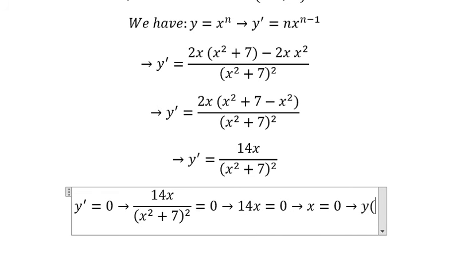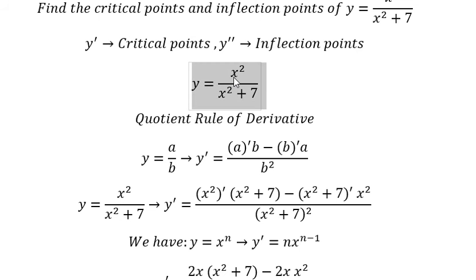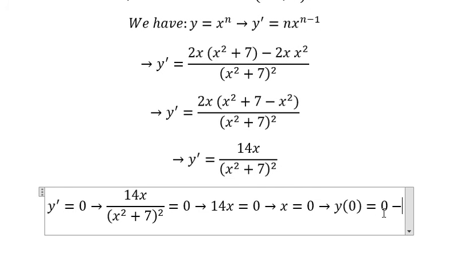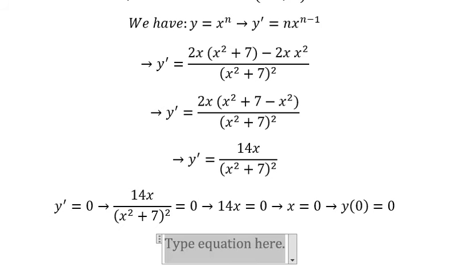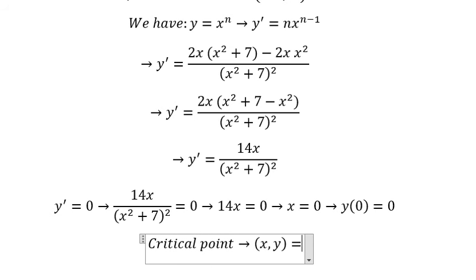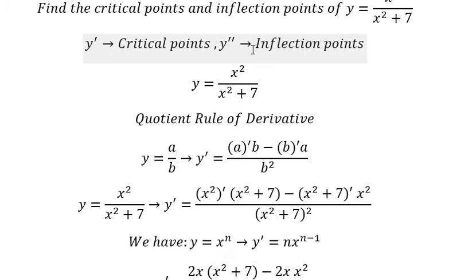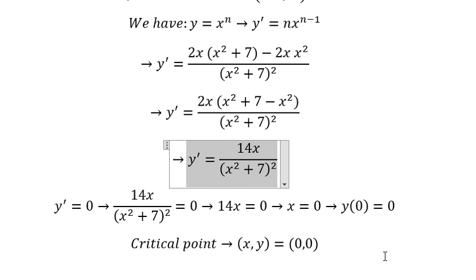After we find 0 in here, we put 0 back into this one. So we put 0 in here, 0 in here, and you get 0. And we have the critical point. That's 0, 0. Now, let's go to find the second derivative of the function to find the inflection points. So we use this one in here.